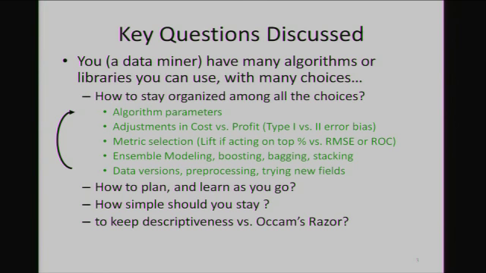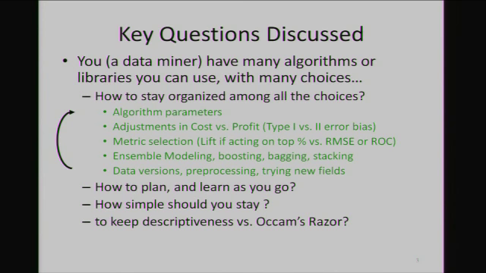Ensemble modeling has been very prevalent with the Netflix competitions, or the last KDD Cup competition. They were using ensemble methods as the winners. And so what's a good stage to add that to your project? And then also, as you're going through different data versions, pre-processing, trying new fields or new ways of representing metrics. And so the questions I'm asking is, how would you plan? How do you learn as you go? How simple should you stay? And sometimes there's a balance of descriptiveness versus complexity.